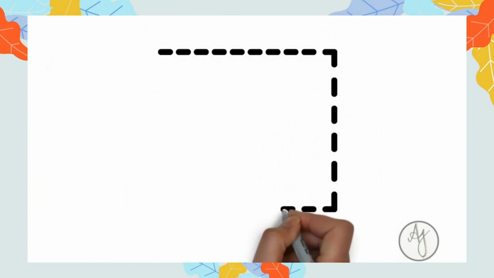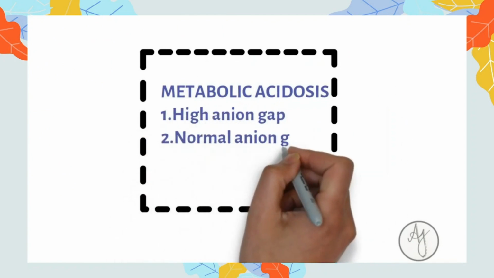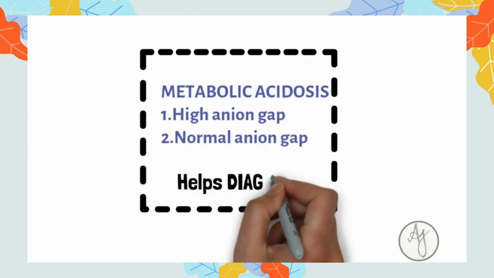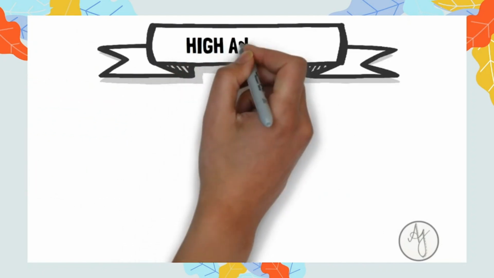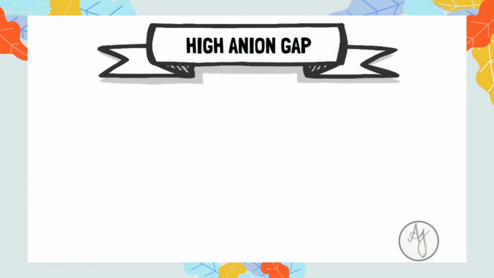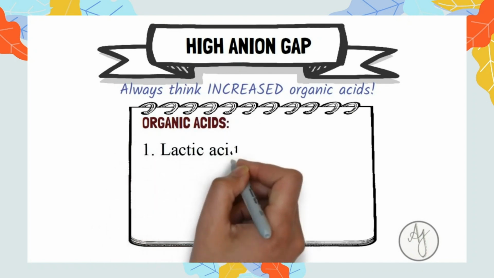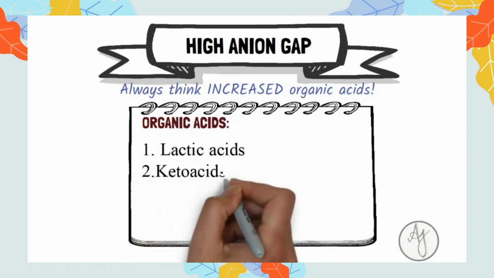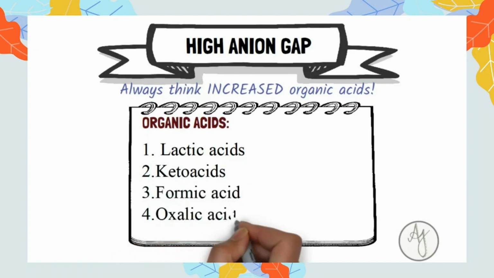Acidosis can be classified as high anion gap or normal anion gap. This can be helpful in correctly identifying the cause of acidosis. While thinking high anion gap, think increase in organic acids in the bloodstream. Some examples of organic acids are lactic acid, keto acids, formic acid, which is a metabolite of methanol, and oxalic acid, which is a metabolite of ethylene glycol.